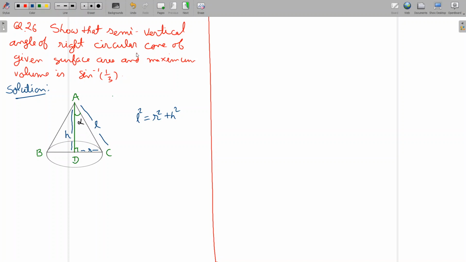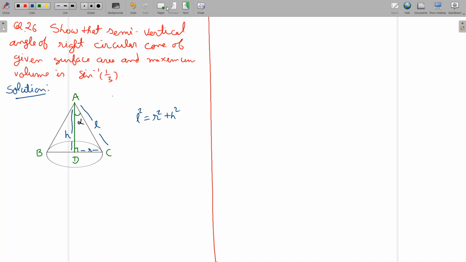Question number 26. Show that the semi-vertical angle of a right circular cone of given surface area and maximum volume is sine inverse 1 by 3. So here we have a cone, and let the semi-vertical angle be alpha, height be h, l the slant height, r the radius, and we'll take capital S as the surface area of the cone.